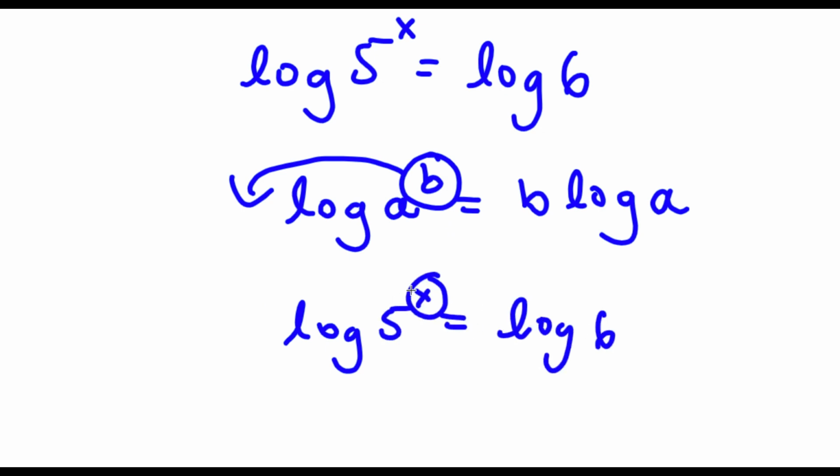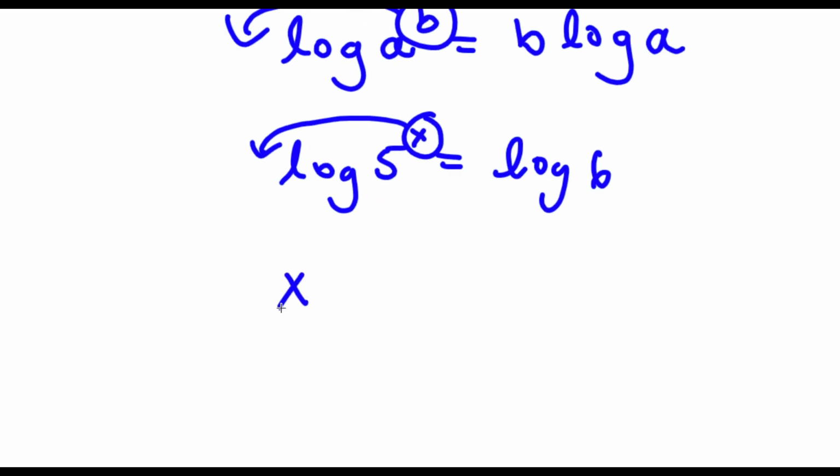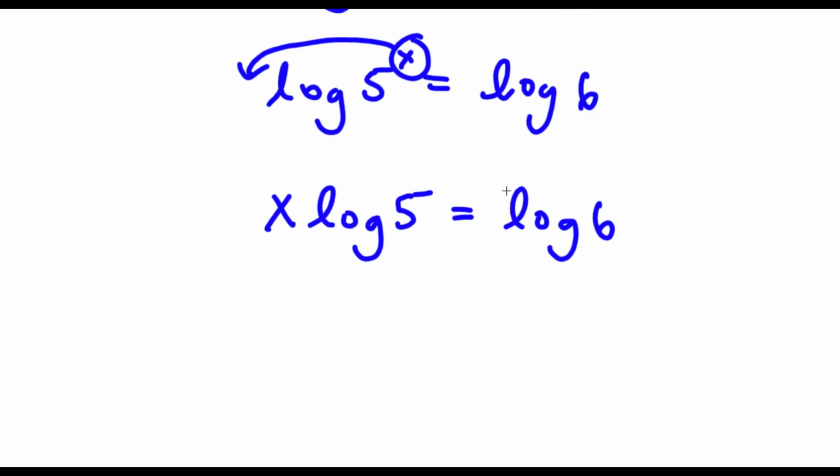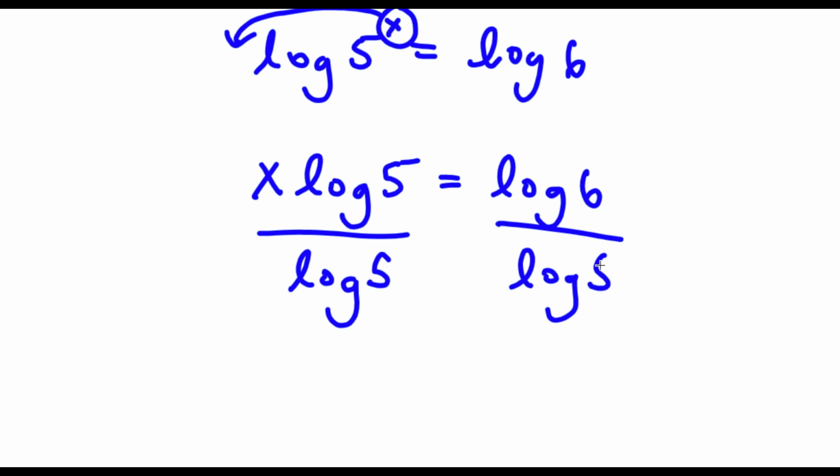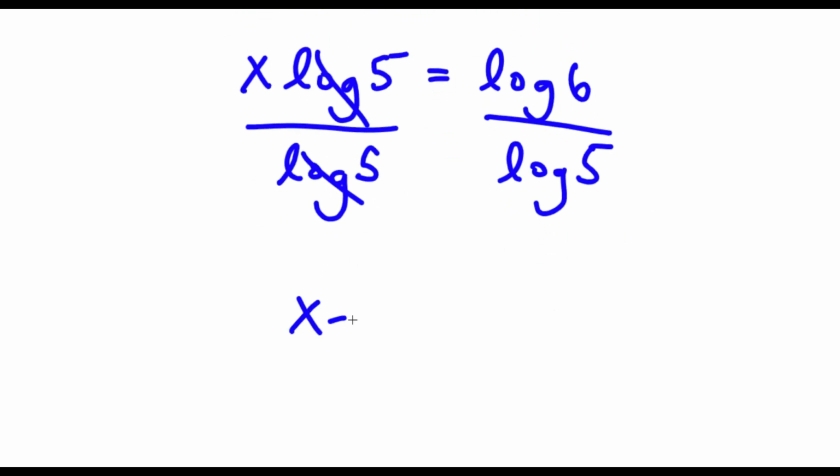And now if I move x to the front, I get x times log 5 is equal to log 6. Now I'm simply just going to divide both sides by log 5. So then these two cancel out. And now I'm left with x is equal to log 6 over log 5.